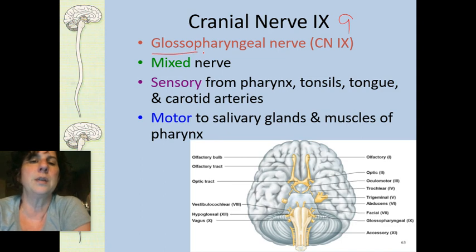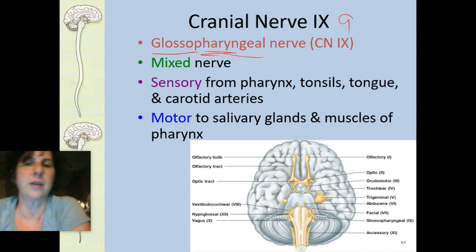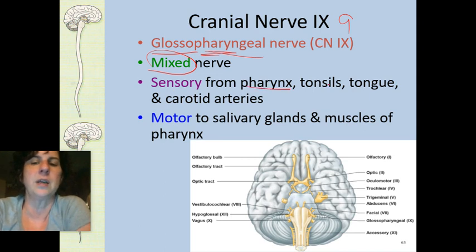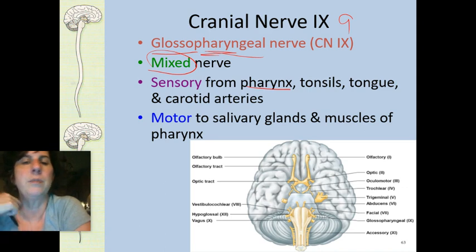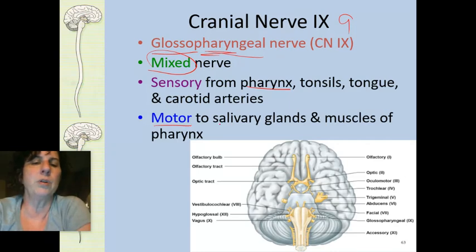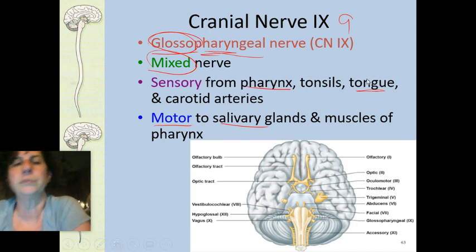So glossopharyngeal nerve. So you can see pharynx in that word right there. So glossopharyngeal is a mixed nerve. So it's got sensory from the pharynx. You also have the tonsils, the tongue, and the carotid arteries coming up your neck that are being monitored by this nerve. And then motor to the salivary gland, so release some saliva, also the muscles of the pharynx. By the way, the glosso portion, if you see that, a lot of times that's referring to tongue.